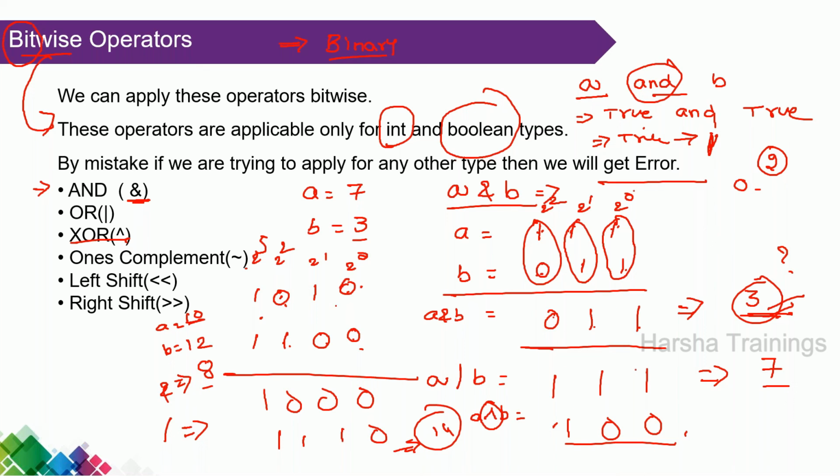Now see this one. 0 0, the answer is 0. 1 0, the answer is 1. 0 1, the answer is 1. 1 1, the answer is 0. This is the XOR operation. Okay, we will continue the things in the next session.